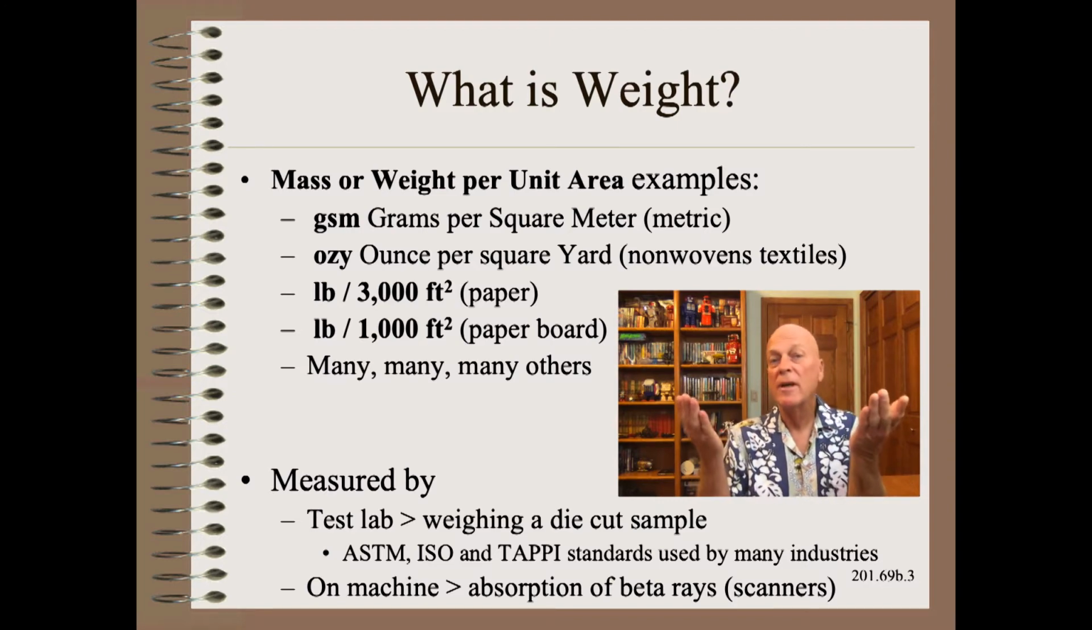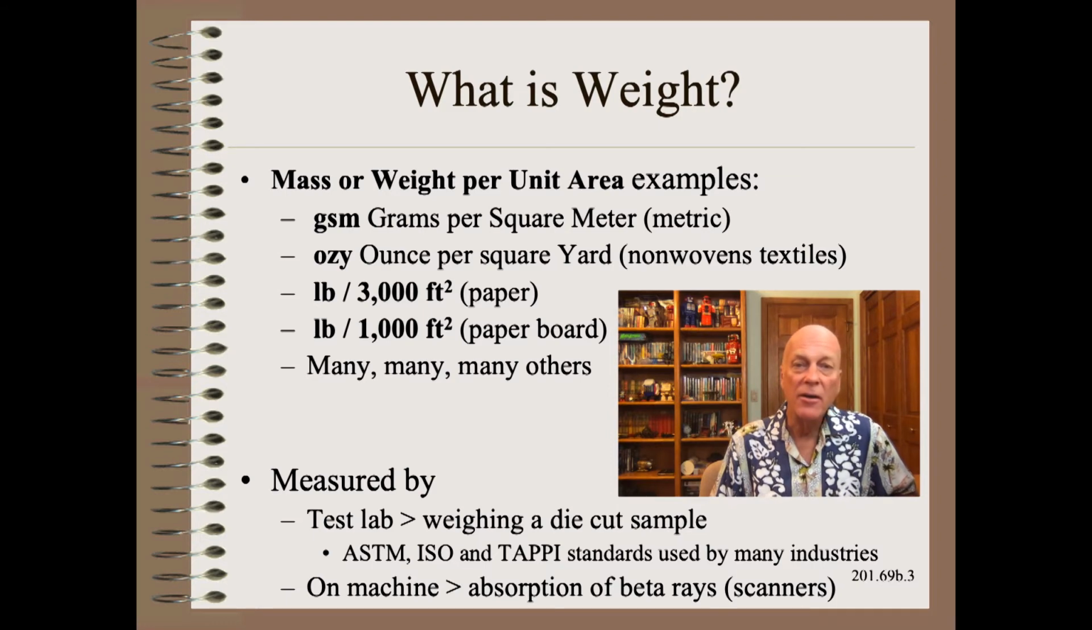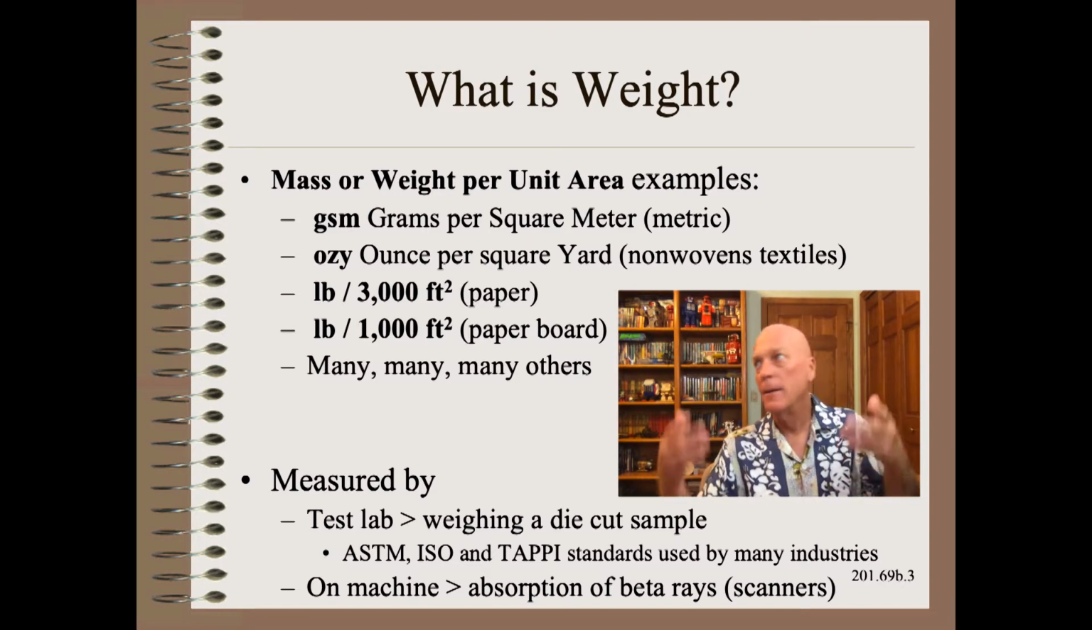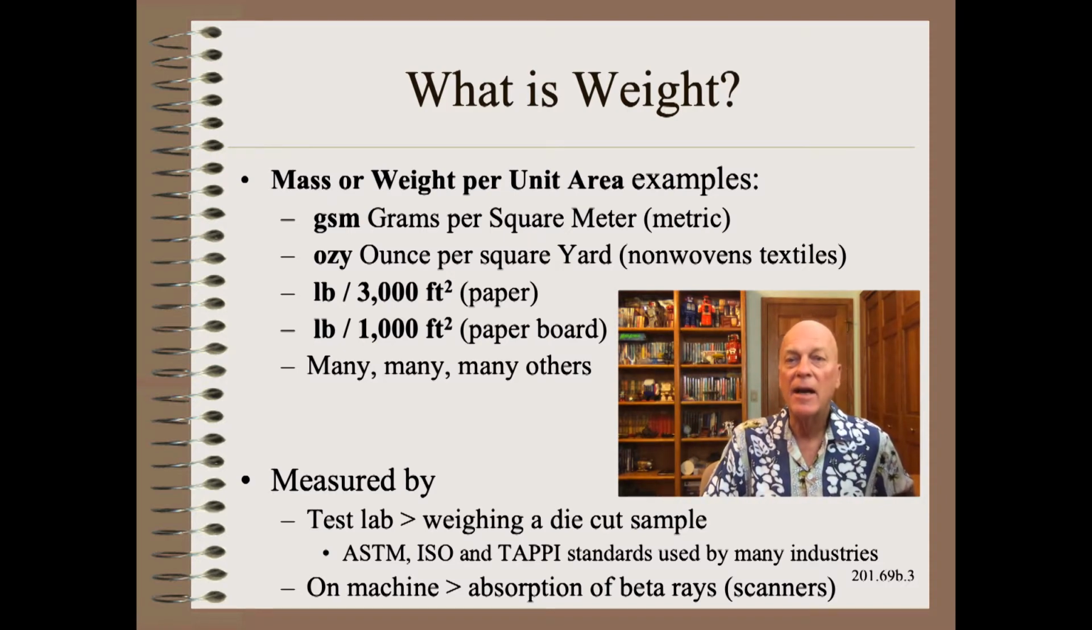So, what exactly is weight? It is the mass or weight per unit area of a web. Both the mass and the area units must be specified because there are many options for both. For example, GSM, or grams per square meter, is the most common in the metric system. Oddly, the nonwovens and textile mills in the U.S. sometimes use OZY, or ounces per square yard.